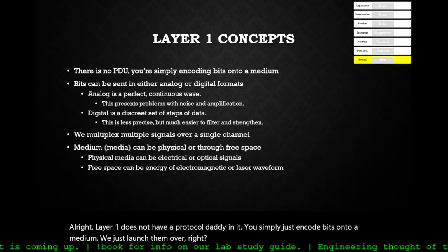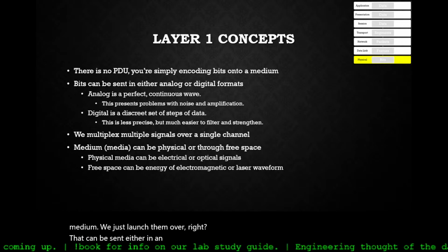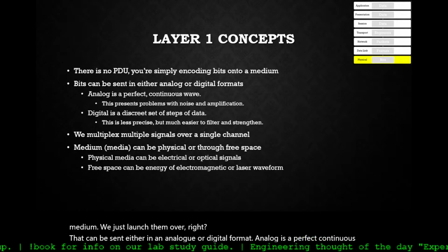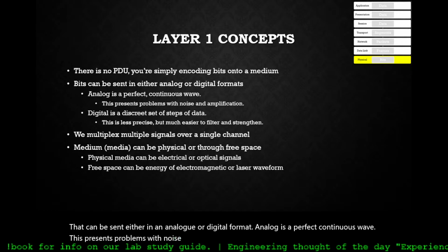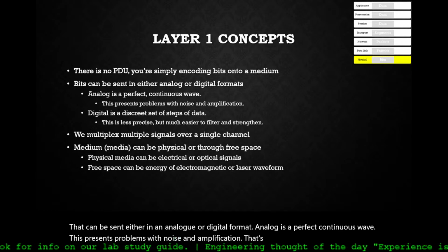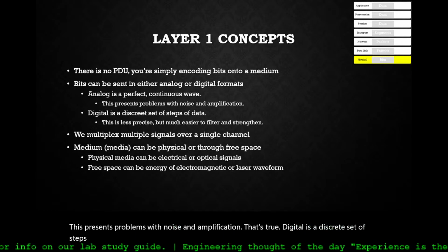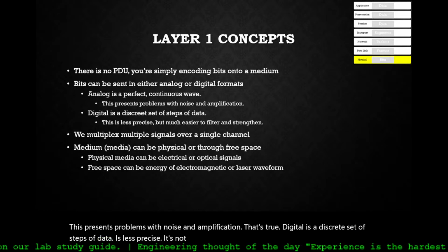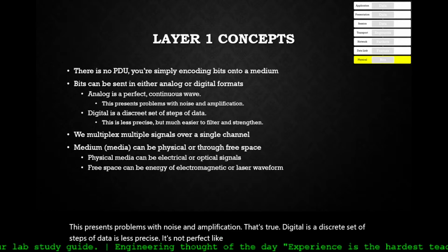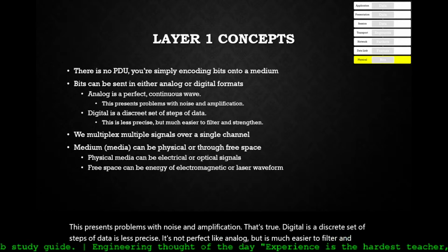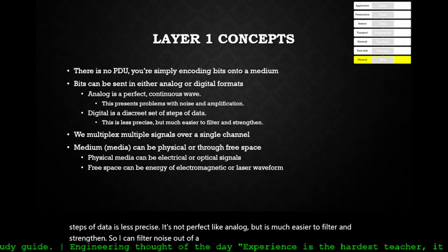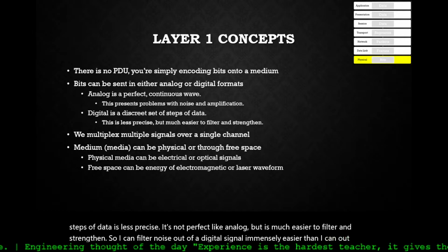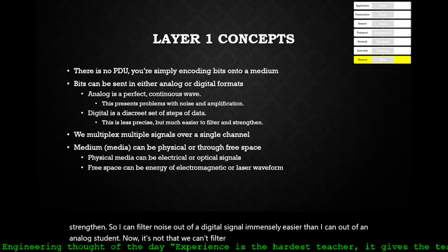Bits can be sent either in an analog or a digital format. Analog is a perfect continuous wave. This presents problems with noise and amplification. Digital is a discrete set of steps of data. It is less precise, it's not perfect like analog, but it is much easier to filter and strengthen. So I can filter noise out of a digital signal immensely easier than I can out of an analog signal. Now, it's not that we can't filter noise out of an analog signal.